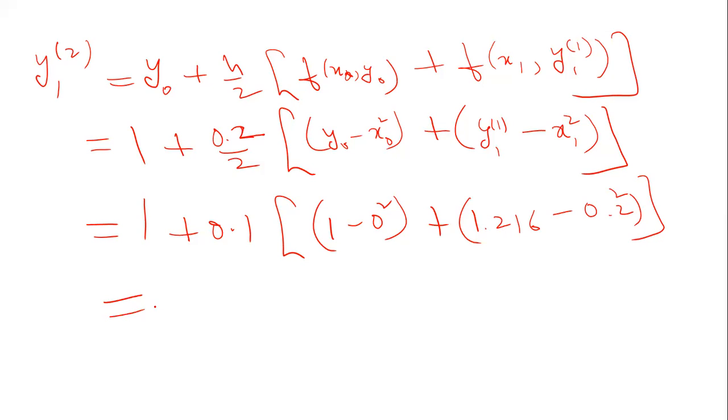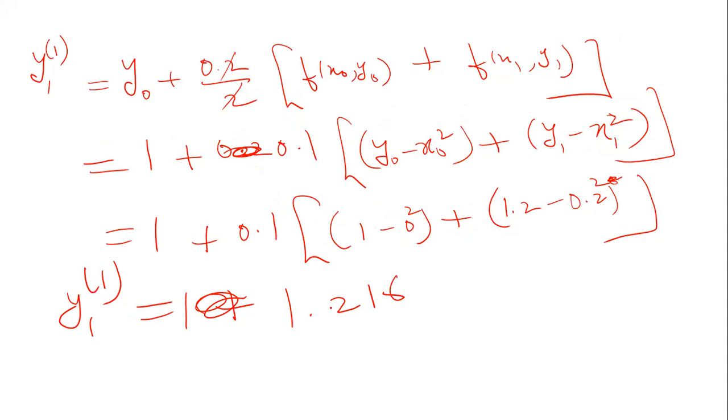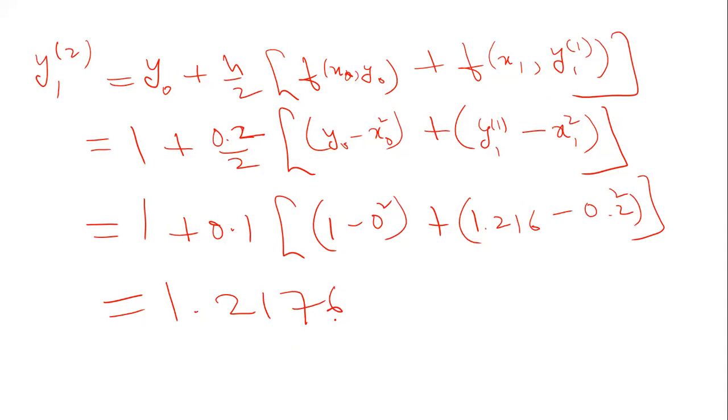You can again compute this. It's very tedious, these iterative approaches. 1.216 minus 0.04 plus 1 multiplied with 0.1 plus 1. So what I have is 1.2176. Now compare with the previous iteration. In the previous iteration, the value is 1.216. Here in the second iteration, I have 1.2176.